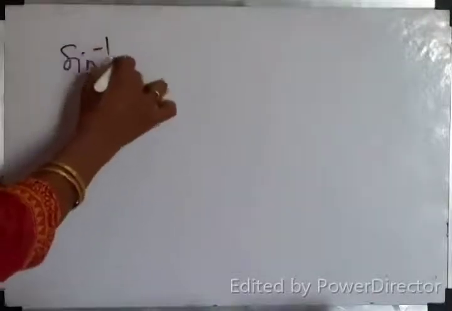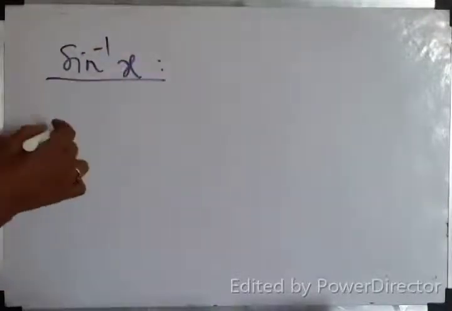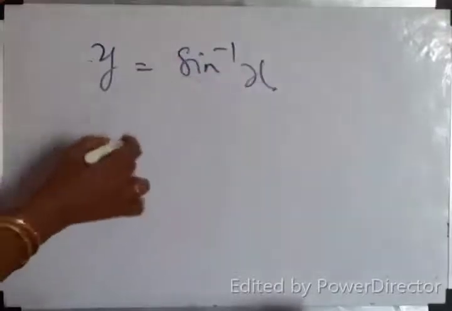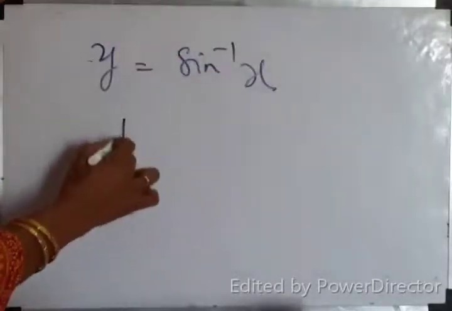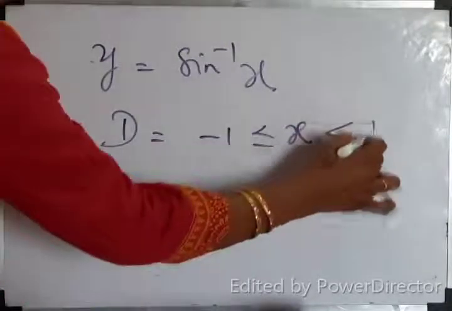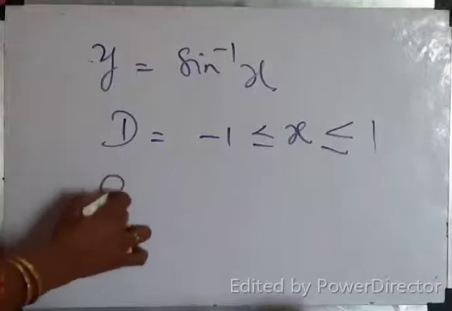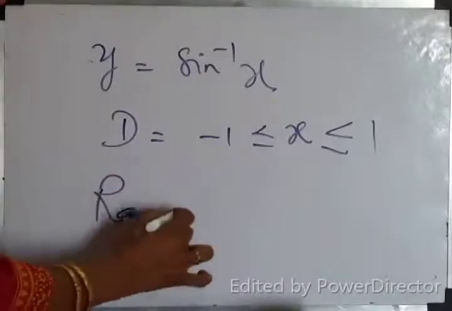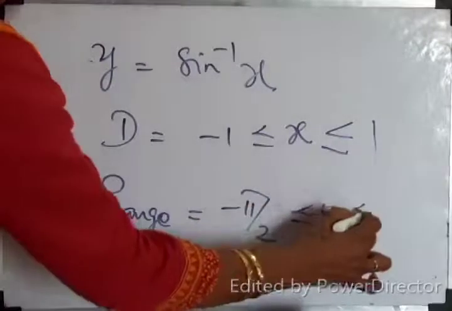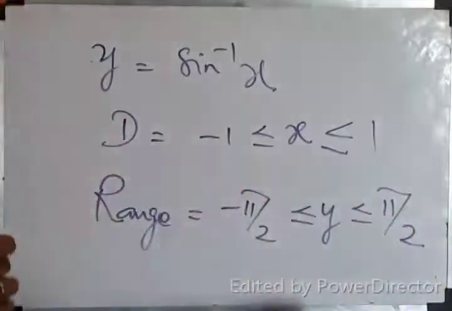If you are not getting the concept, once again I repeat this. For sine inverse x, I'll start now. Let y equal sine inverse x. That means the domain is minus 1 less than or equal to x less than or equal to 1, whereas the range is minus pi by 2 less than or equal to y less than or equal to pi by 2.